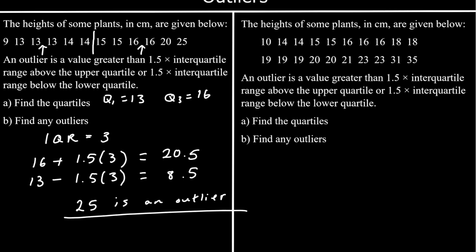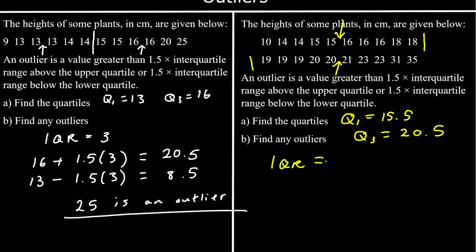So let's work out the quartiles. So split the data in half. So it's already split in half. We've got a top half and a bottom half. So halfway through the lower half, Q1 is 15.5. Halfway through the upper half, Q3 is 20.5. That means the interquartile range, 20.5 take away 15.5, is 5.